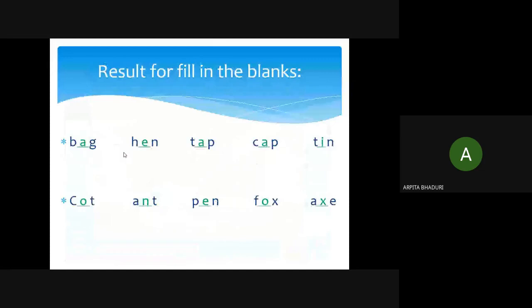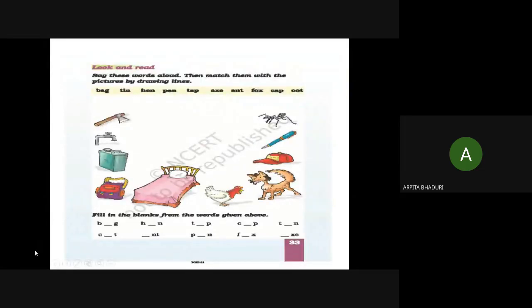Okay. Now, let us go to the next part of it. Can you see this bottom part? Yes, ma'am. Now, it says, fill in the blanks from the words given above. Now, from here only, you will get the help from this yellow color box. Can you see this box? Yes, ma'am. We read out all the words. From there only, you will get all the words to be filled over here. So, let us try. Can you try this one?